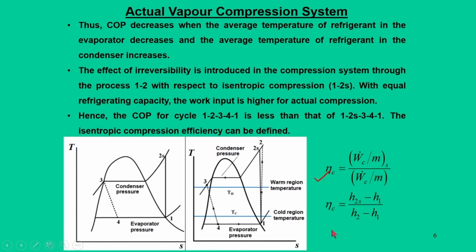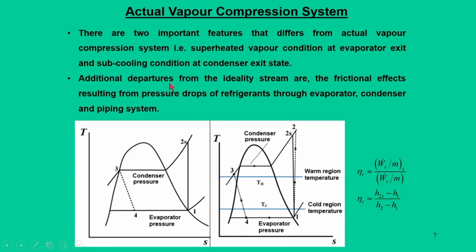And moreover, in this process of introducing irreversibilities, the COP decreases, because the average temperature of refrigerant in the evaporator decreases and the average temperature of refrigerant in the condenser increases, and both these effects ultimately lead to a decrease in the COP. And I have also explained the two other important aspects, that is, the superheated vapor condition at the evaporator exit and the subcooling condition at the condenser exit states.